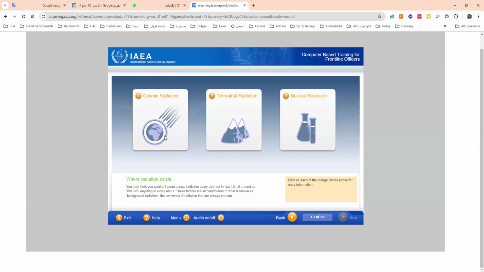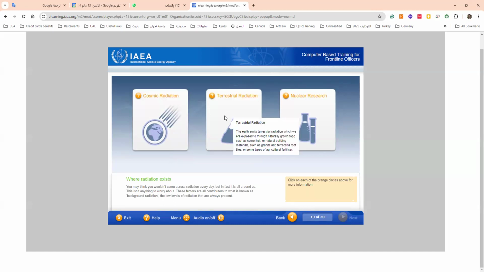So what about cosmic radiation? You can just put the cursor near the cosmic radiation. It is another source of natural background. Cosmic radiation comes from the sun and from outer space. When flying, you are at a higher altitude and therefore more exposed to this type of radiation.